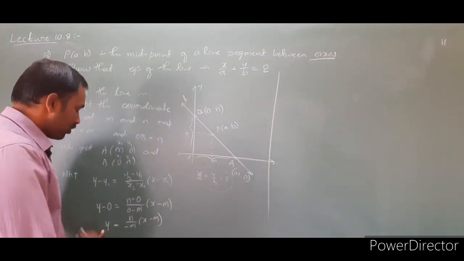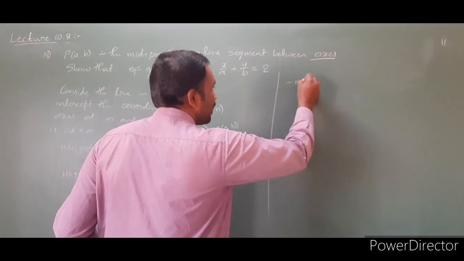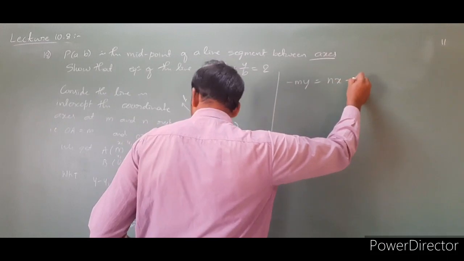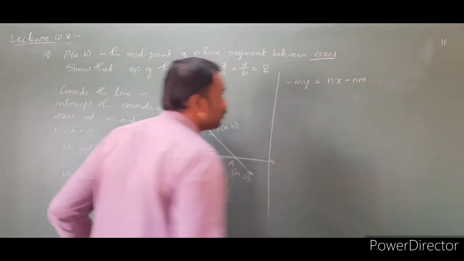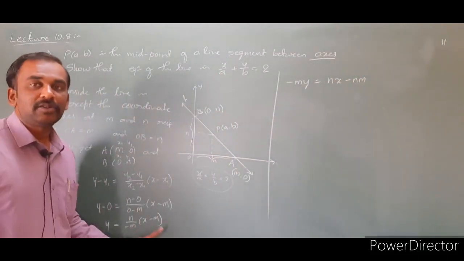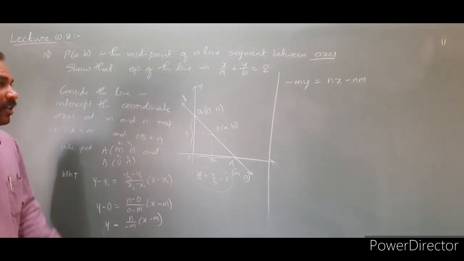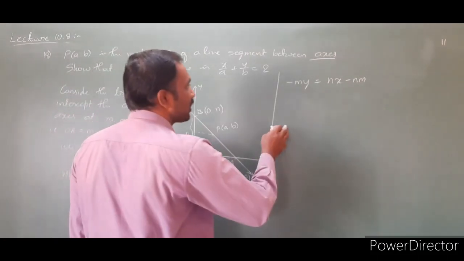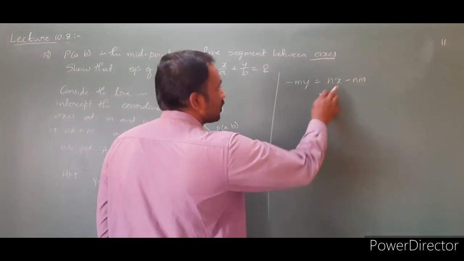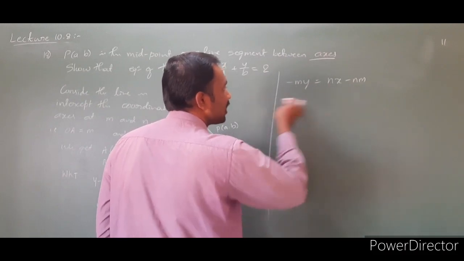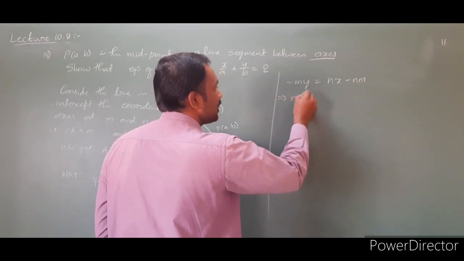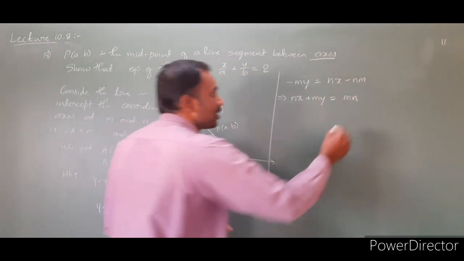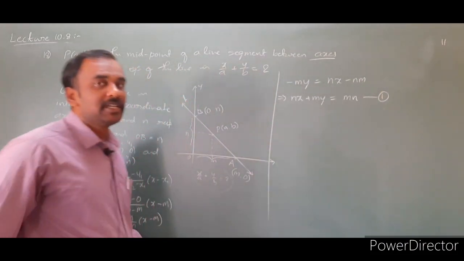What will we get? Cross multiply: minus m into y is equal to n into x minus n into m. I just multiply n into the bracket. Are you people clear? Now simplify, cross multiply. Shift this y term to the right hand side and nm to the left hand side: n into x plus m into y is equal to mn. Call this equation number 1.